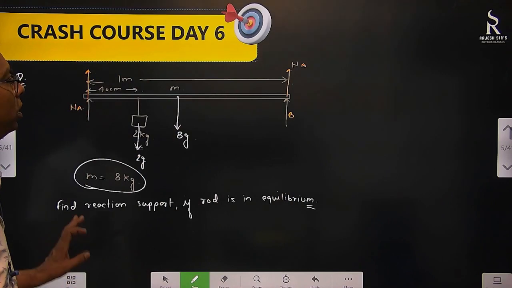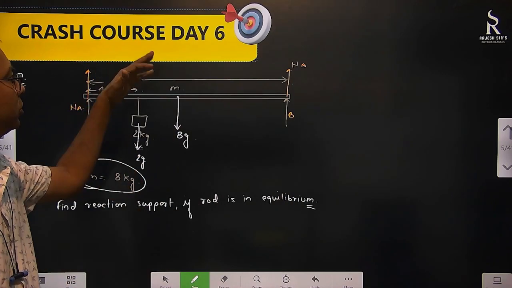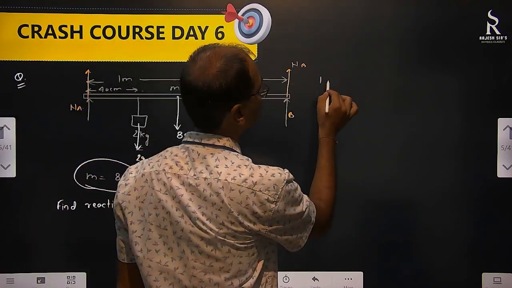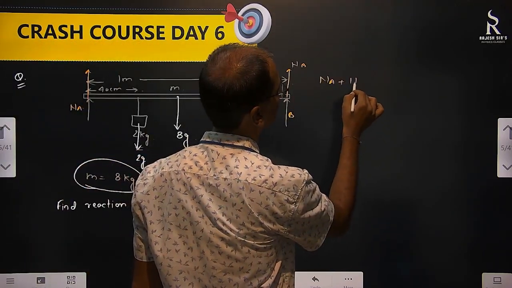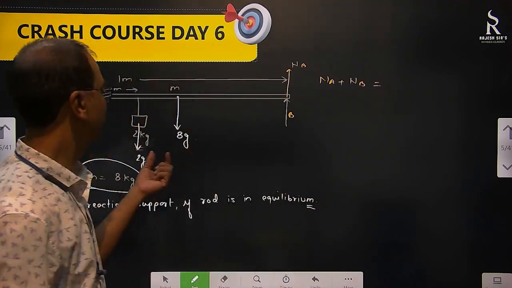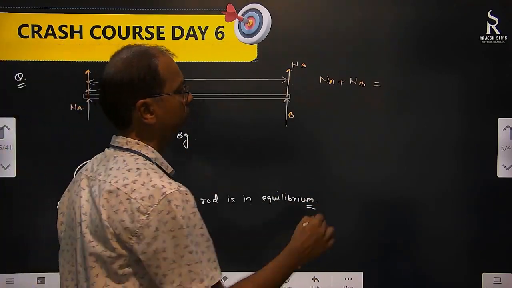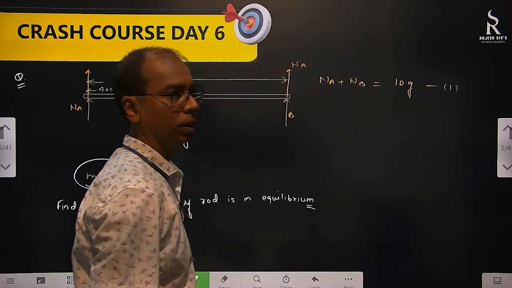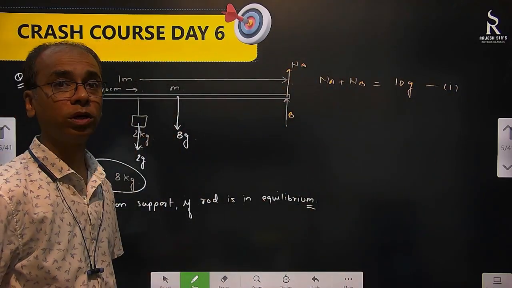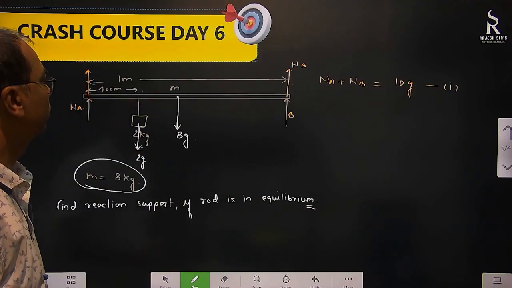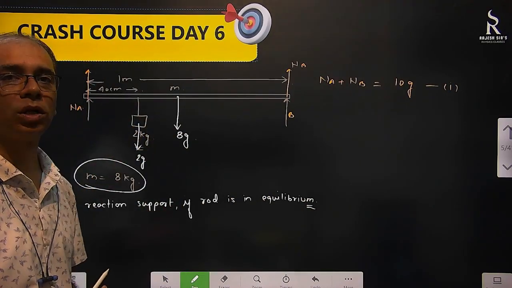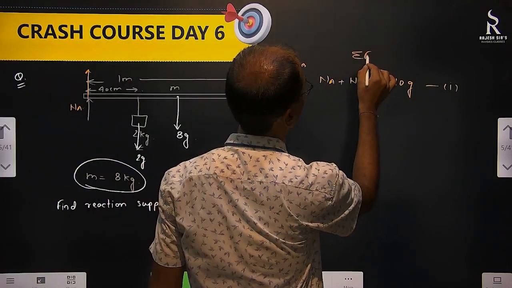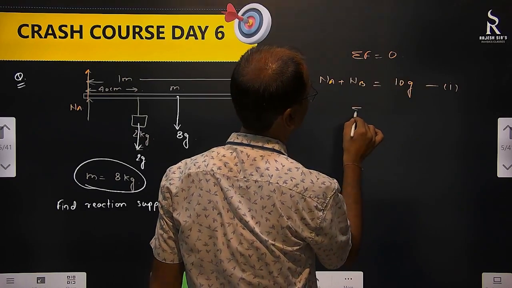Since we are saying it's in equilibrium, translation equilibrium is also there. Translation equilibrium means the sum of all the forces should be equal to 0. So for total force to be 0, upward force must be equal to downward forces. So NA plus NB must be equal to 8g plus 2g, 10g. But what is NA and what is NB? For that, we have to go for the other thing. What is that? Rotational equilibrium. Here we applied translation equilibrium. Now we are going to apply rotational equilibrium.